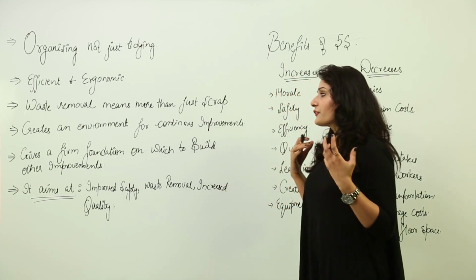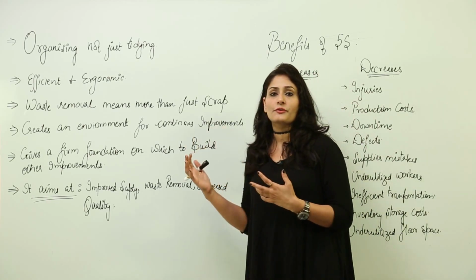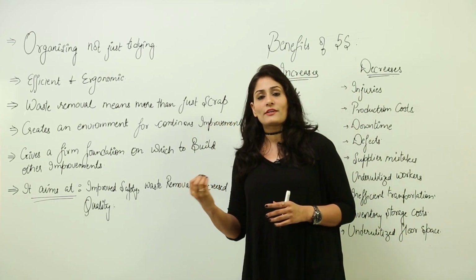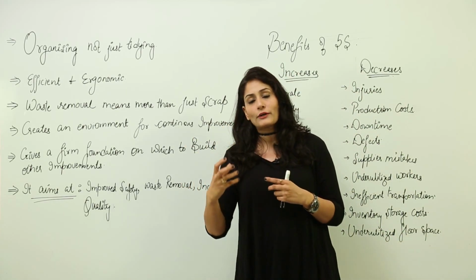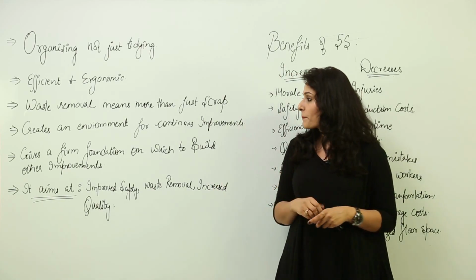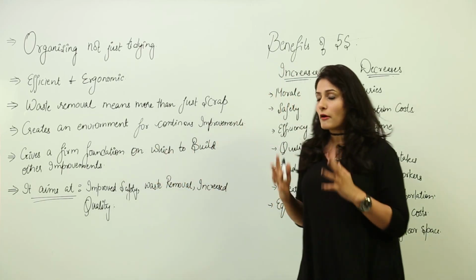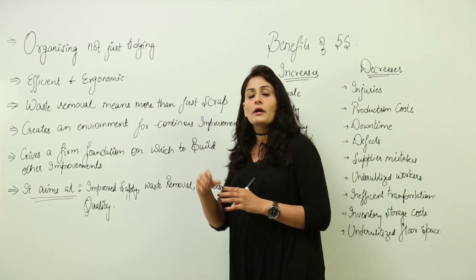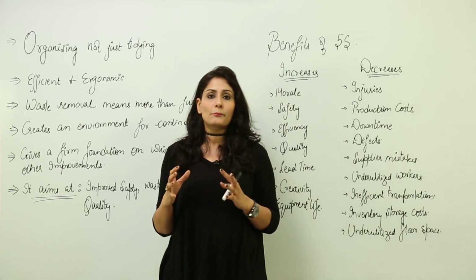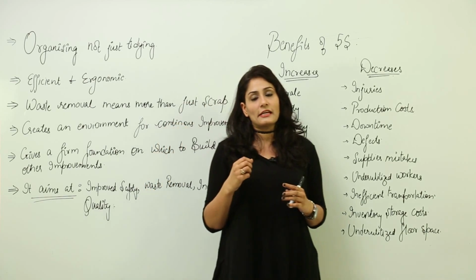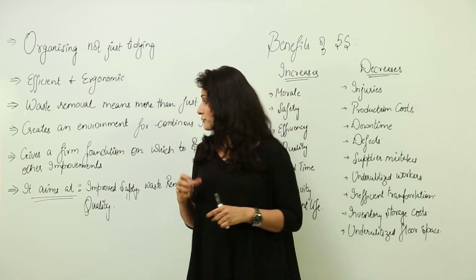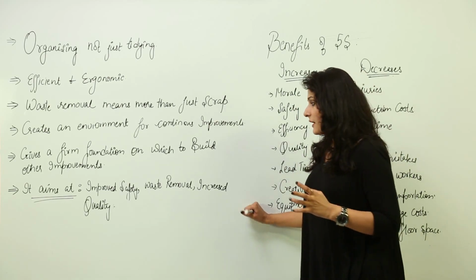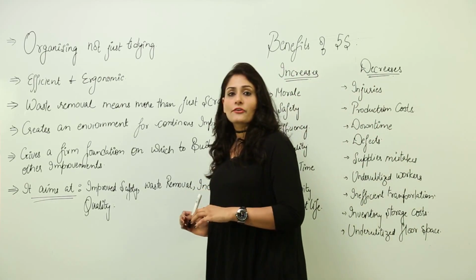And then it creates an environment for continuous improvement. Obviously when things are in place, you would know that there is no wastage, so you will go into a cycle of continuous improvement. It gives the firm a firm foundation on which to build other improvements. As I've already told you, 5S is the building block for lean, which is very essential if you have to use other lean tools. And then it aims at improved safety, waste removal and increased quality.